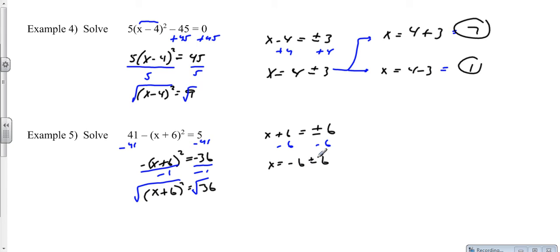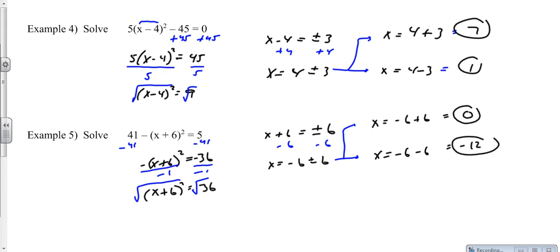Now notice I put the plus minus piece second in both of these examples just to keep it hopefully a little bit more clear. Now again, because of the plus minus, we have two possibilities. We have x equals a negative 6 plus 6, and we have x equals a negative 6 minus 6. If you choose positive 6, you'll get 0 for a solution. If you choose negative 6, you get negative 12.